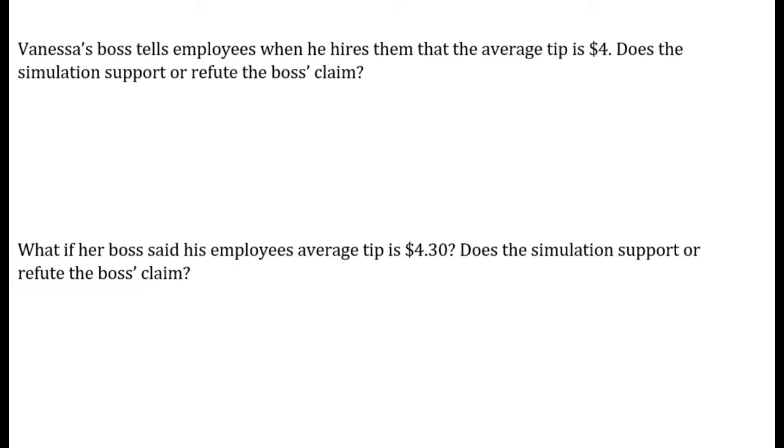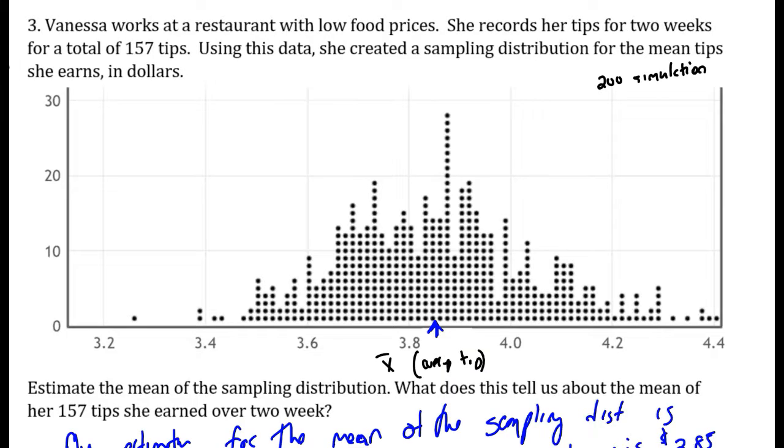Vanessa's boss tells employees that when he hires them, the average tip is $4. Does this simulation support or refute the boss's claim? Well, based on our sample of 157 tips, $4 falls about here. Would we consider that an unusual value?